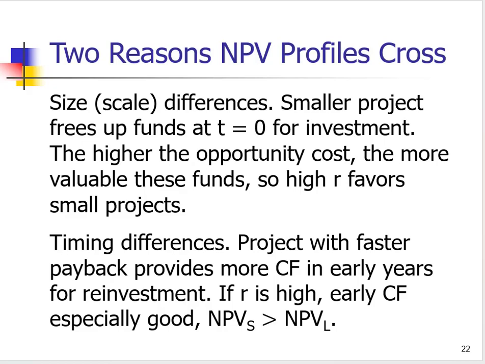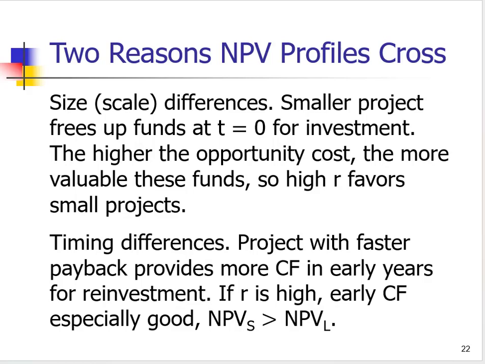Why is there a difference? Well, two reasons for the difference are size and timing of cash flows. Smaller projects, right? The higher the opportunity cost, the more valuable those funds will ultimately be because it's a smaller project. So high costs of financing favors smaller projects. Timing differences, though, if you get your money back quicker, that means you can reinvest it sooner.